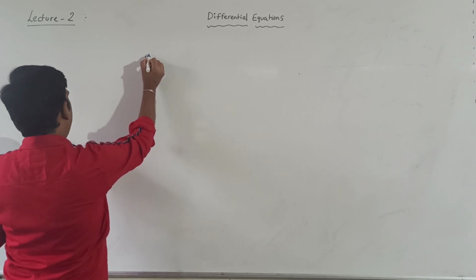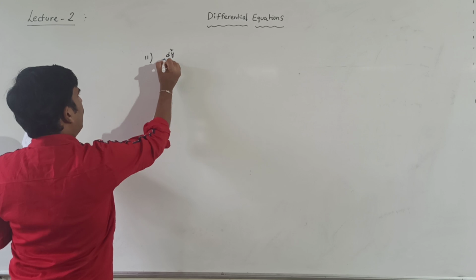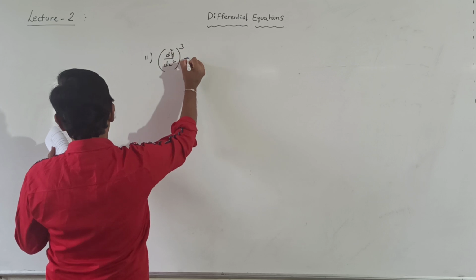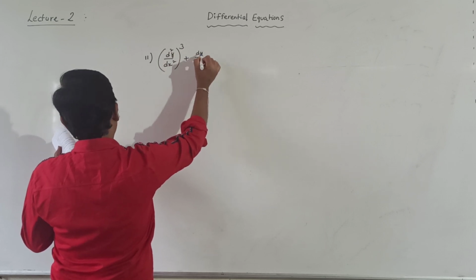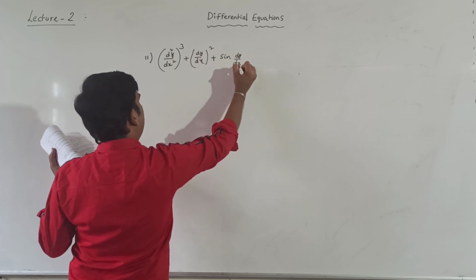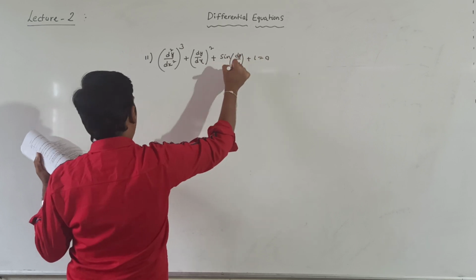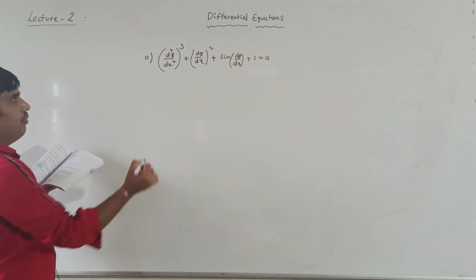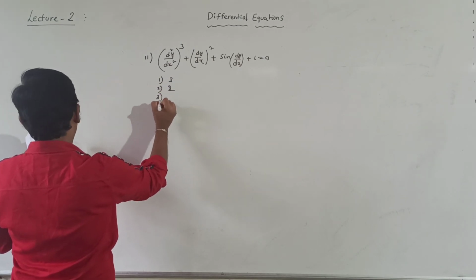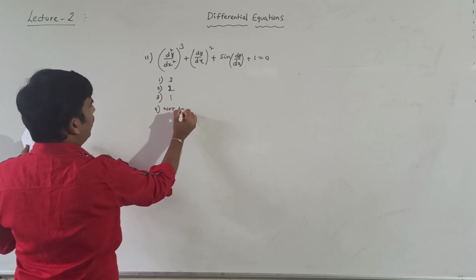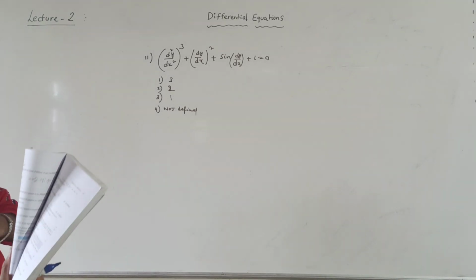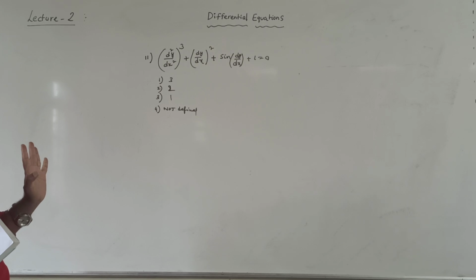Next, the 11th question, given in objective form: d square y by dx square whole cube plus dy by dx whole square plus sin dy by dx plus 1 is equals to 0. We have to find out the degree. Options: 3, 2, 1, not defined. Important for objective CET problems, they can give this directly. So, what is the degree of this differential equation?